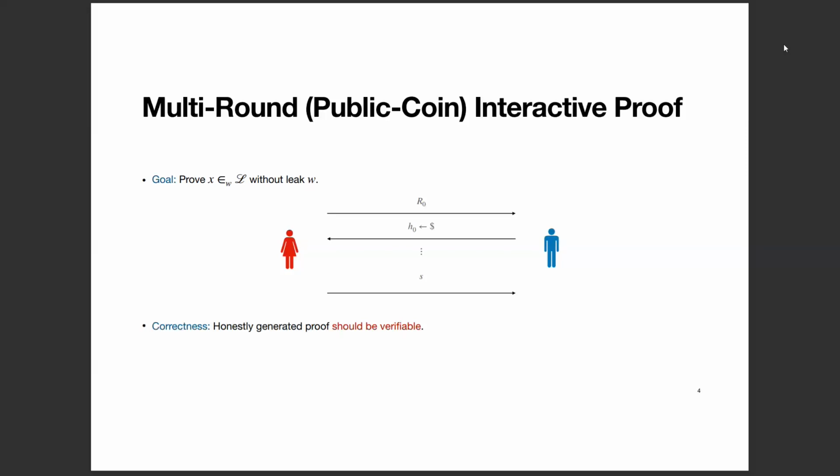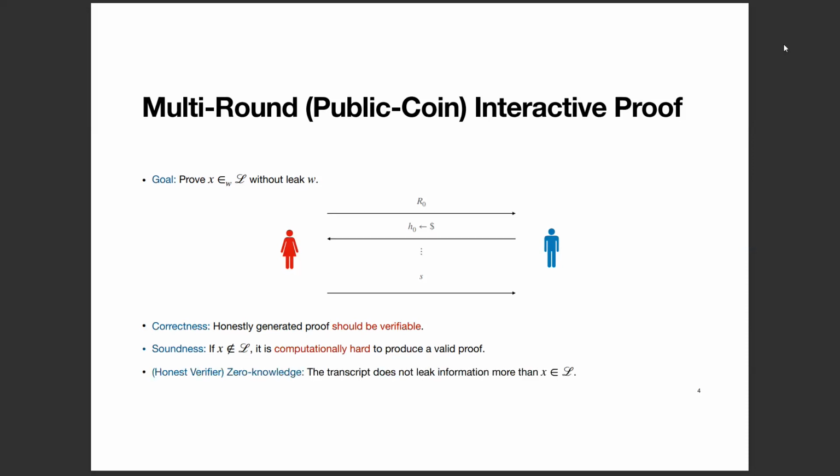W. The first property of such a protocol is correctness. Basically, it means honestly generated proofs should be verifiable. Then soundness, meaning that if the statement is not in the language, it is computationally hard to produce a valid proof. There are some details for the soundness; I will go through them in the next slide. And then for the interactive proof, we have honest-verifier zero knowledge, meaning that the transcript does not leak information more than the fact that X is in the language. Or more formally, there exists a simulator that, given all the challenges, can simulate a valid transcript.